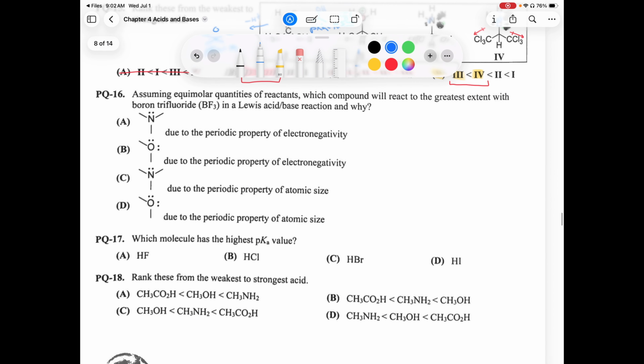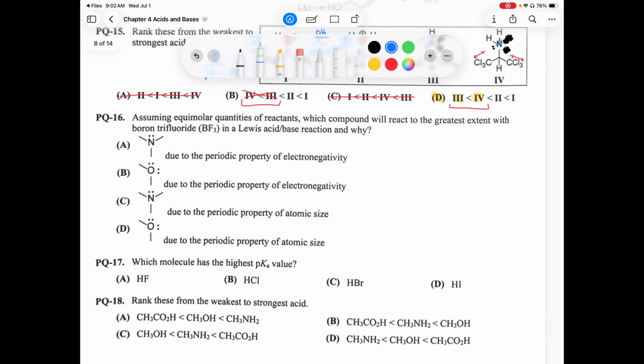All right, moving on to question 16. Assuming equimolar quantities of reactants, which compound will react to the greatest extent with boron trifluoride in a Lewis acid-base reaction and why? And so the first thing you should recognize is that boron trifluoride is a Lewis acid, right? It's an electron acceptor. And so we're looking for an electron donor. And if you look at all 4 of the answers, they all have electrons on nitrogen and oxygen.